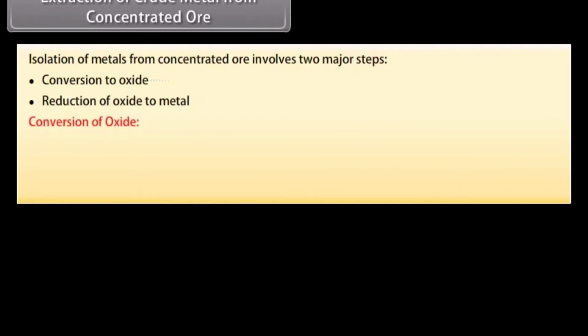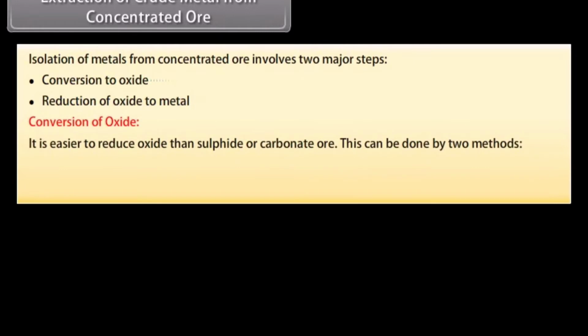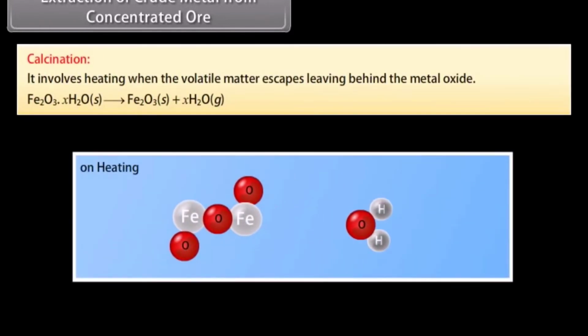Conversion of oxide. It is easier to reduce oxide than sulfide or carbonate ore. This can be done by two methods: calcination and roasting. Calcination. It involves heating, when the volatile matter escapes, leaving behind the metal oxide.